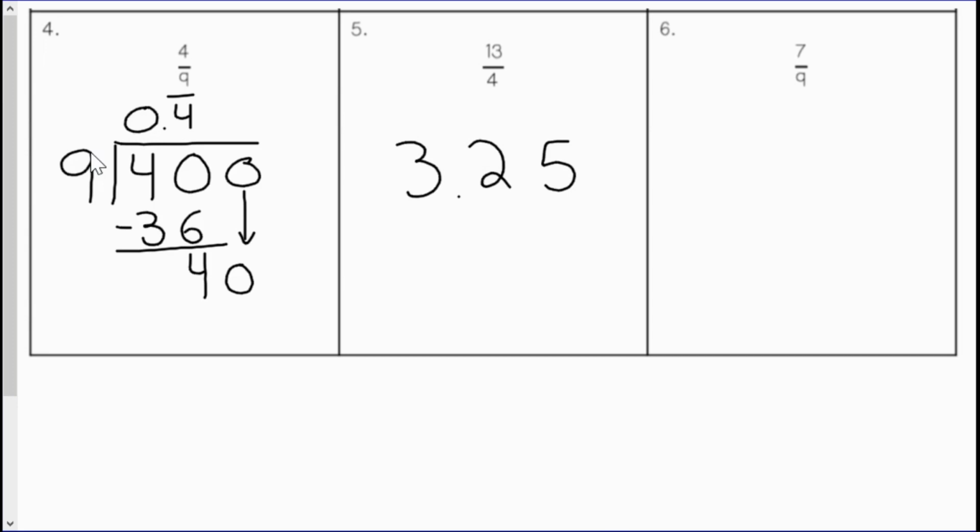Number 6 is exactly like number 4. So 7/9 would be 0.7 repeating, and that is a repeating decimal.